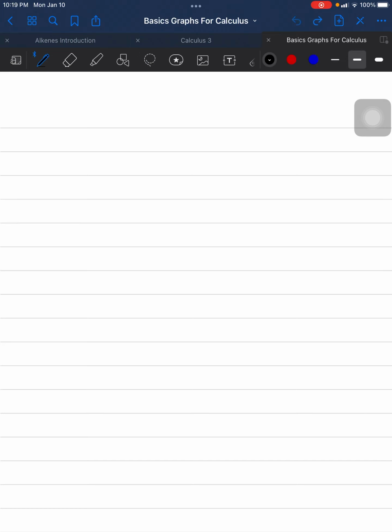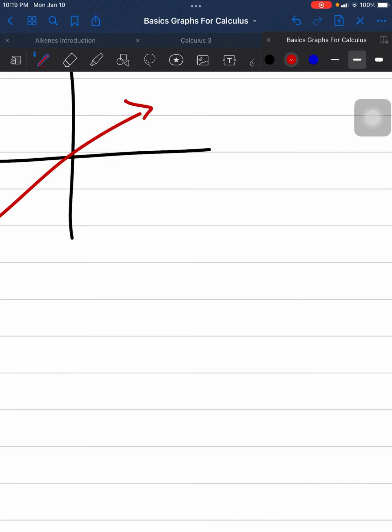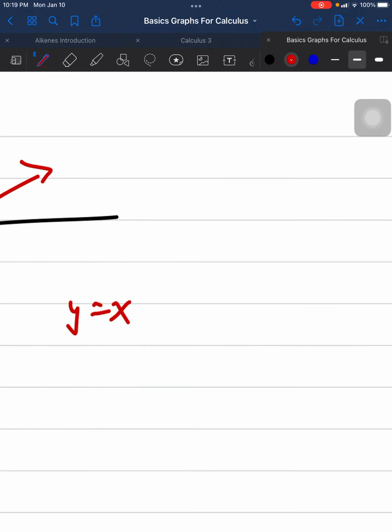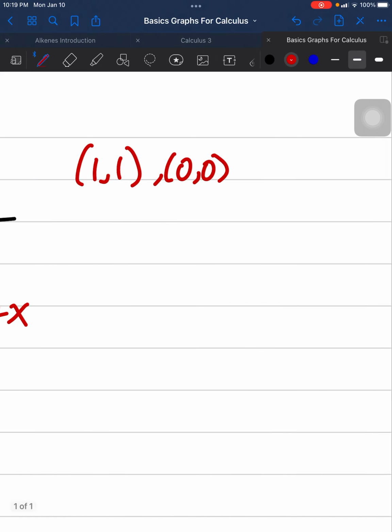One of the basic graphs. It's just a linear function. So this is y equals x. So this graph has critical points of 1, 1, 0, 0, and negative 1, negative 1. So this graph is just a basic linear graph. You're going to see this a lot in different forms, but the most basic form is y equals x.